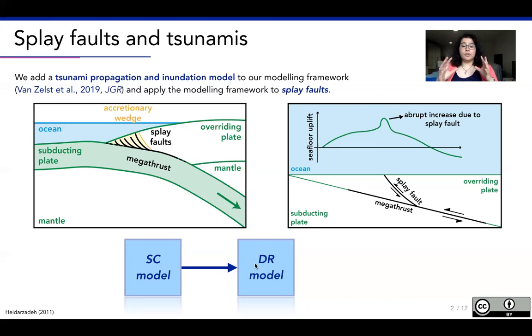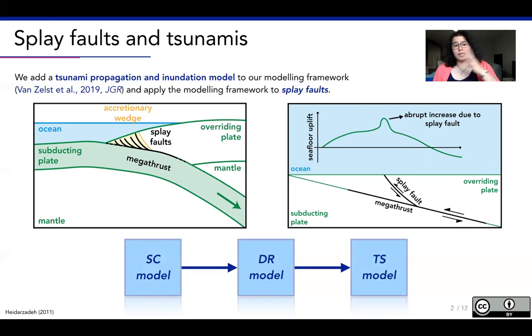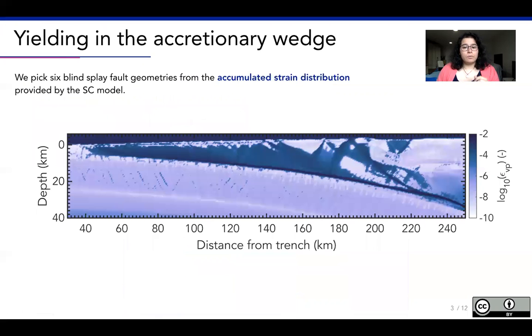And what is new in this work, in comparison to what we showed in Van Zelst et al. 2019, is that we're going to use the output of the dynamic rupture model, the surface displacements, as input for the tsunami model. And this is all a 2D modeling framework, and the tsunami model is 1D. Okay, so where do we start? Well, we start at the geodynamic seismic cycle model.